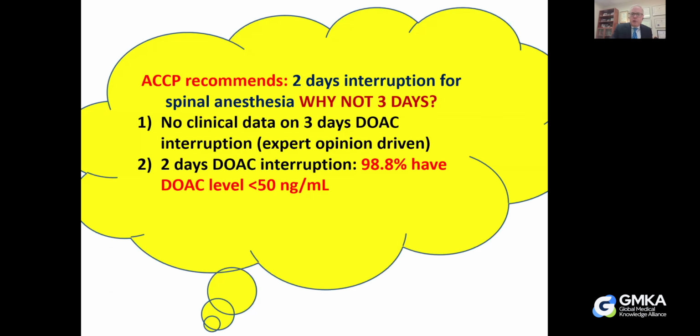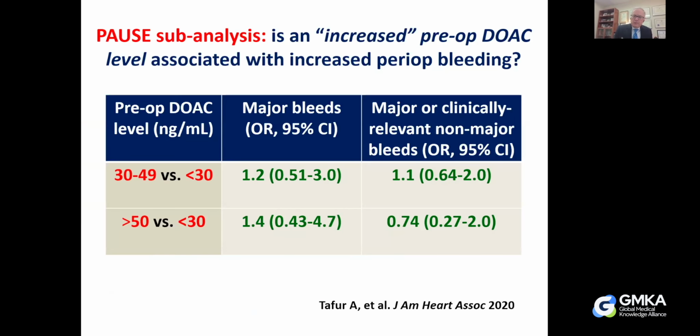And the third thing to note is that the DOAC levels when they're very low don't seem to be predictive of bleeding. So here are some additional data from the same studies that show that if you have a DOAC level that is, let's say, between 30 to 50, it doesn't relate to a higher risk for bleeding than if the DOAC level is less than 30. And the same, even if the DOAC level is over 50, it doesn't confer an increased risk for perioperative bleeding.